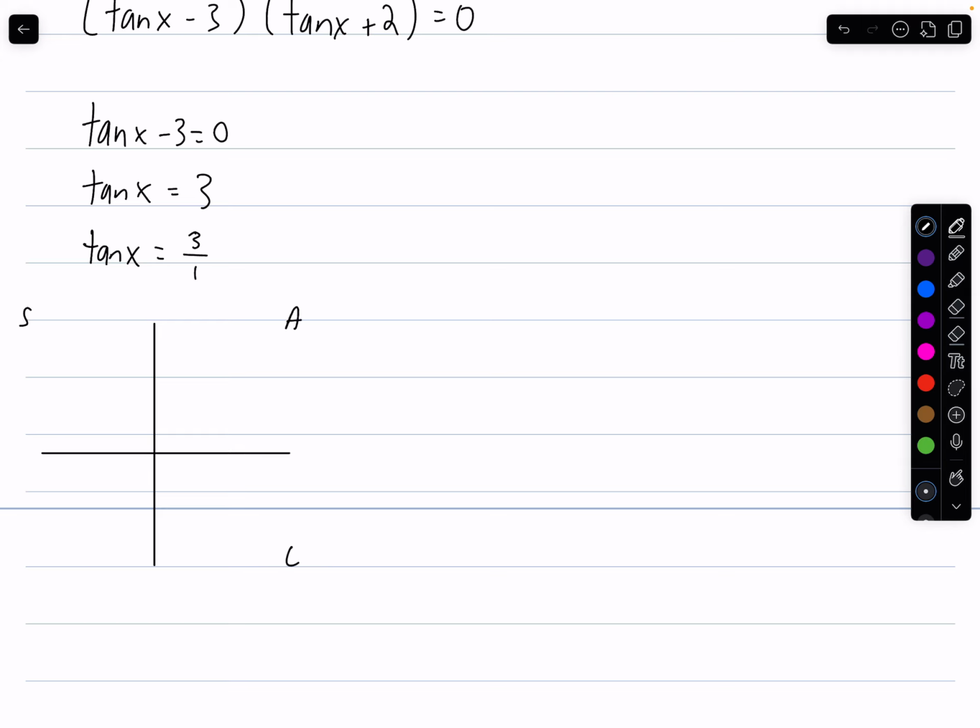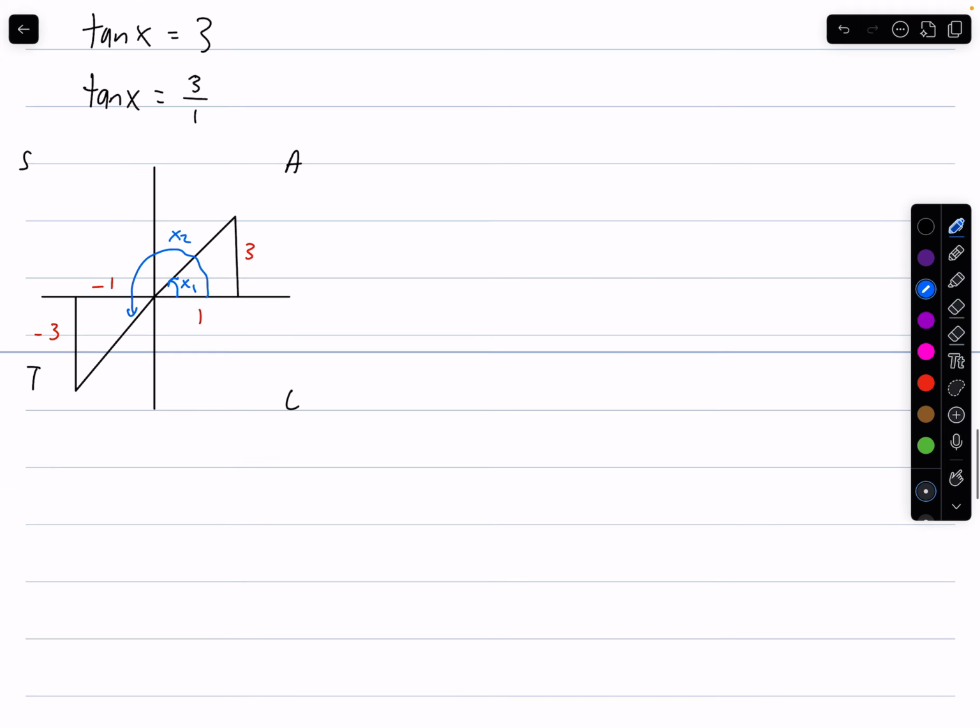So we know tan x is positive, so it's going to be in this quadrant, the A quadrant, because it's positive. And it's also going to be in this quadrant. And we know that it's opposite over adjacent. So the question then becomes, okay, this right here is going to be our x1, and this right here is going to be our x2, because we go from principal arm to terminal arm. So how do we find x1?